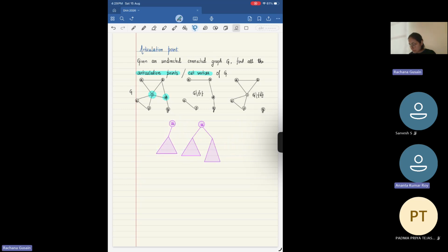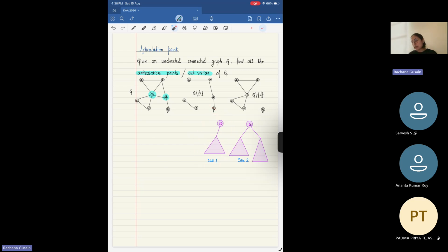Otherwise it is not, because the graph is still connected in the other case where it has children on only one side of the tree. So there is case one where U has only one child, the root node has one child. And the second case is when the root node has multiple children. There are only these two cases. So let's consider this case one where U has only one child.